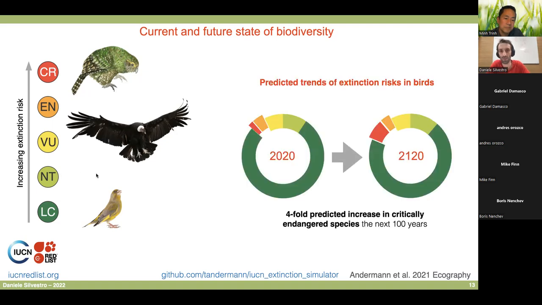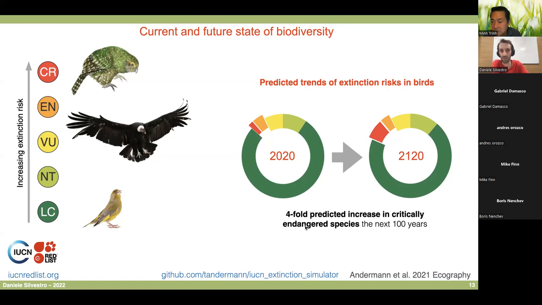This is something that we did with birds, because birds are very well known, and all bird species are classified by the IUCN red list. And using predictive modeling, we can show that we expect a fourfold increase in the number of bird species that will be threatened in 100 years. So all else being equal, if we don't change the course of action, we will have many more endangered or maybe even extinct bird species in 100 years from now.